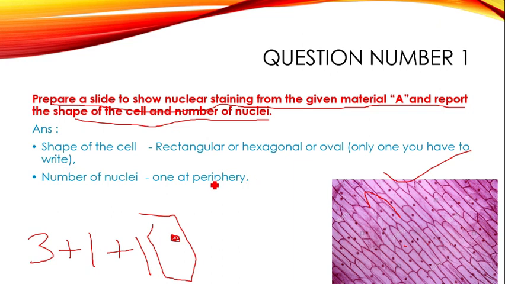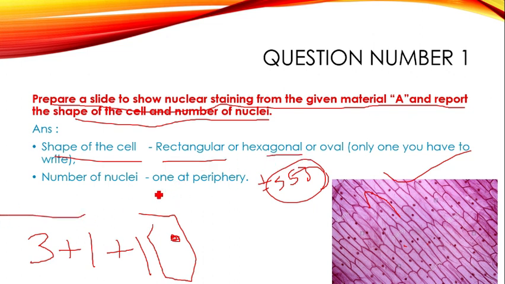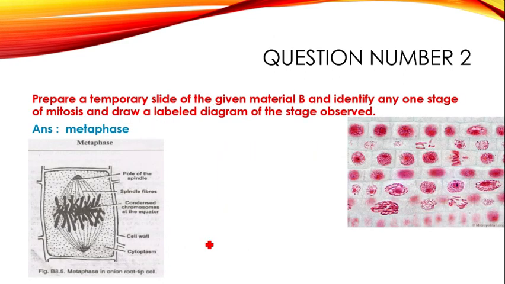Apart from that, you have to write the total number of nuclei present on the slide. Each cell contains 1 nucleus, so the total number of nuclei which we have observed may be 35, 33 like that. Here what you have to write: shape of cell, it may be rectangular or hexagonal; number of nuclei, each cell contains 1 nucleus at the periphery; total number of nuclei are 32, 22 like that. That is the completion of question number 1.